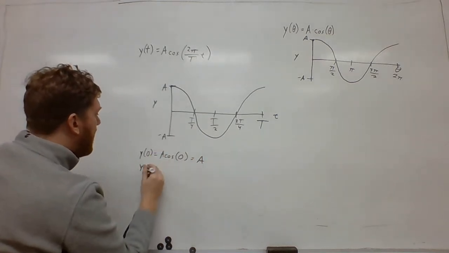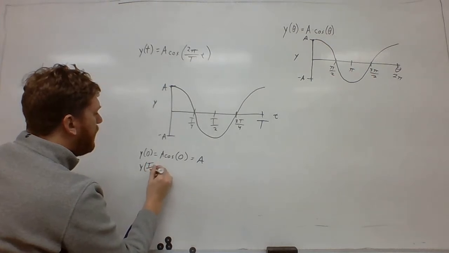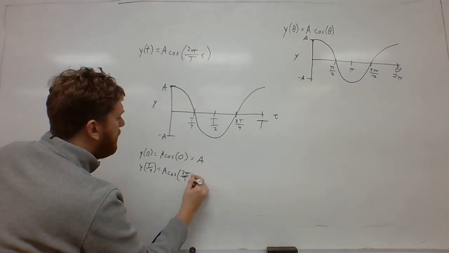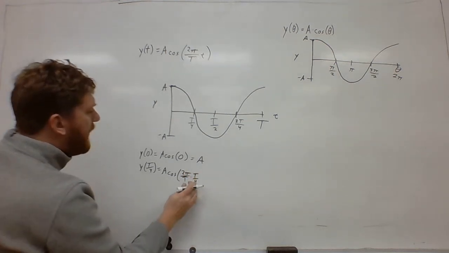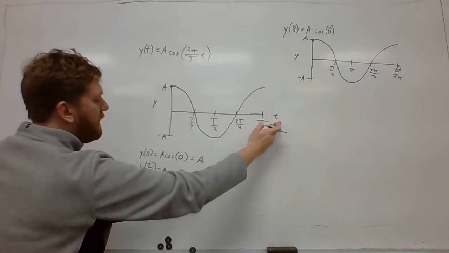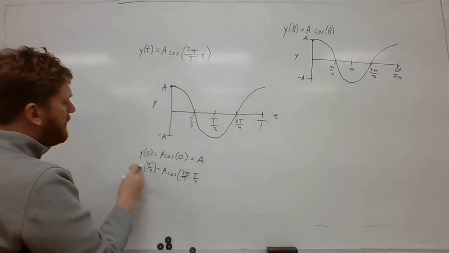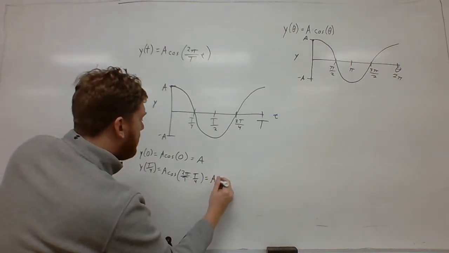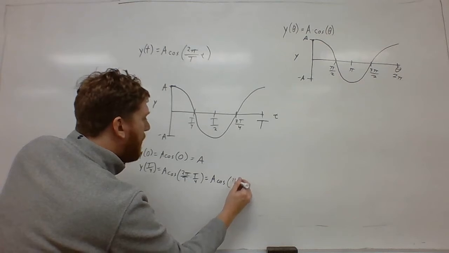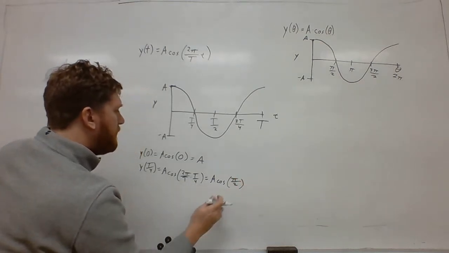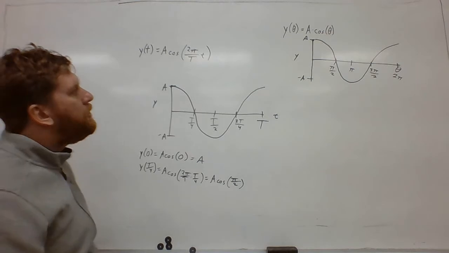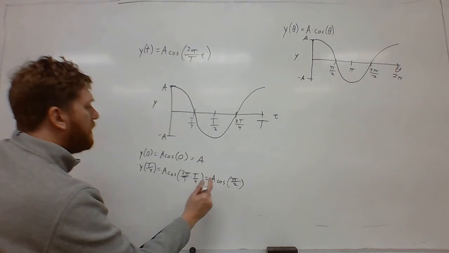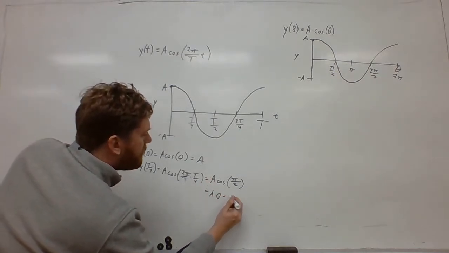Let's do it. y at time equals the period over 4 equals A cosine of 2 pi over T times the time, which is period over 4. The time, t, is a variable in this case, or little t. And so I'm plugging in different values of little t to determine what the value of y is at those locations. This equals A cosine of pi over 2. You can simplify this into pi over 2. Cosine of pi over 2 is 0. I go back to this graph and I see cosine of pi over 2 is 0. So therefore this is equal to A times 0 equals 0.